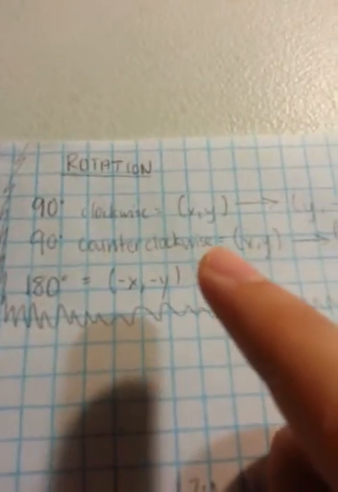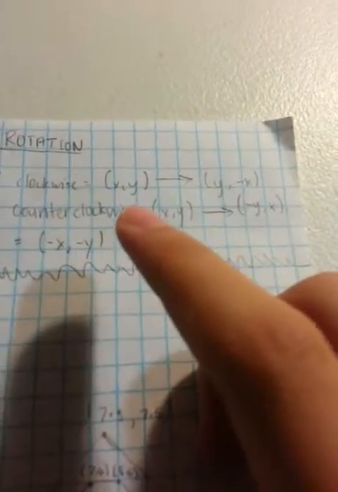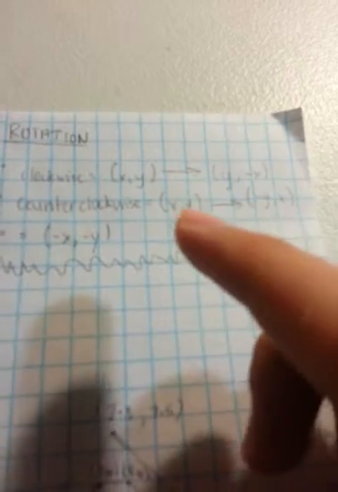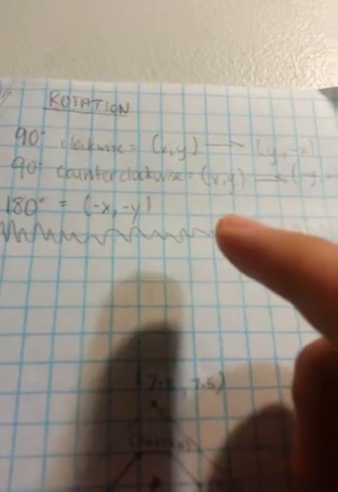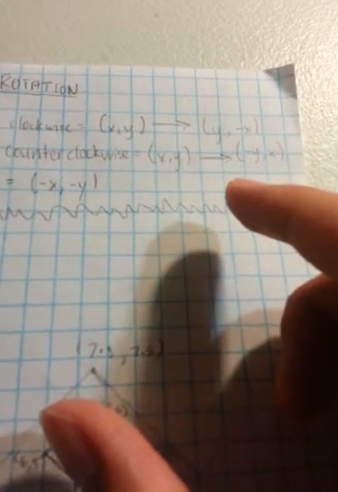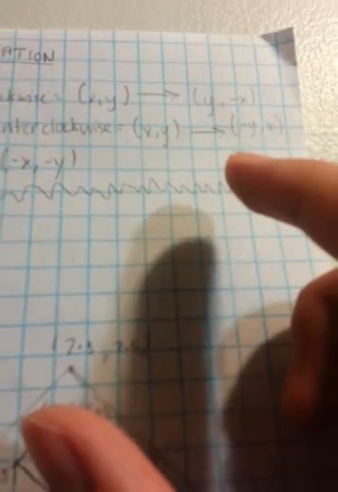For 90 degrees clockwise, you would just switch your coordinates and turn the x value into a negative right here. And for 90 degrees counterclockwise, you would do the same thing, except this time the y value is the one that's getting turned into a negative value. And this is basically an example.